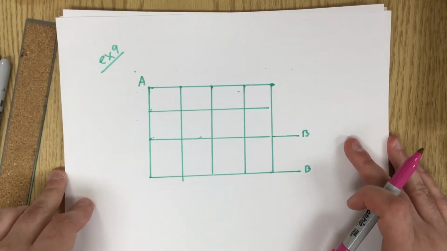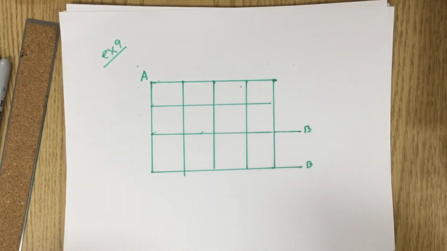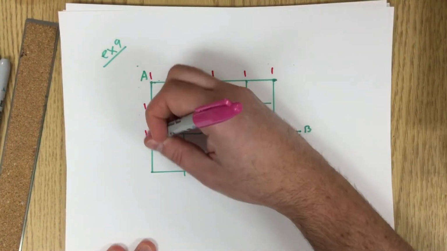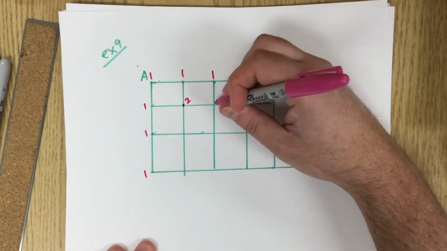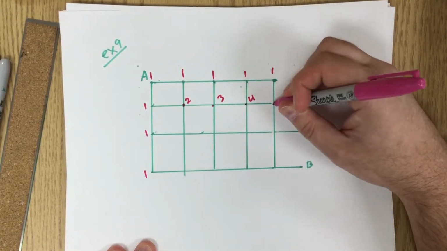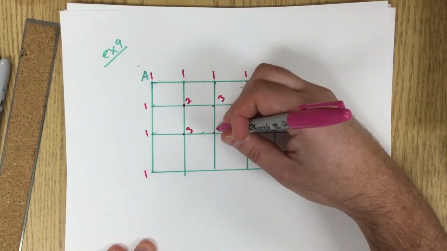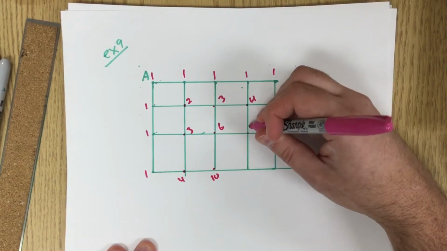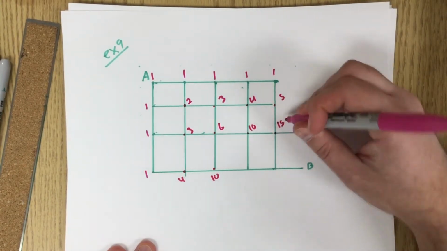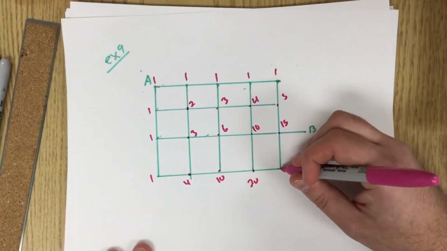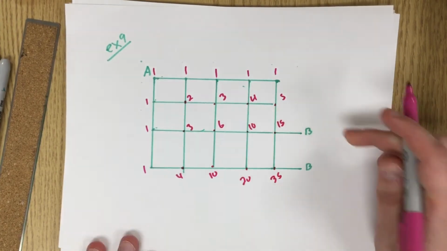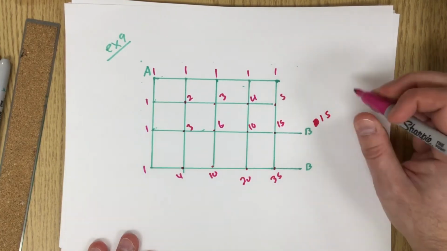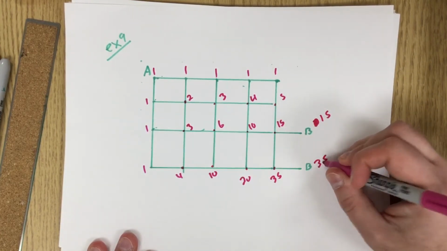The new rule on this one is that you can finish on either B. So let's see where that goes. So 2, 3, 4, 5, 3, 6, 4, 10, 10, 15, 20, 35. If there's 15 there, then there's only going to be 15 ways to get there. 35 there is 35 ways to get there.